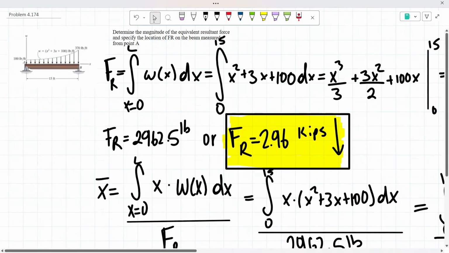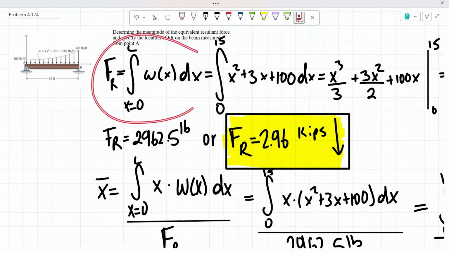So once again, this problem was asking us to determine the magnitude of the equivalent resultant force and to also specify the location. So to determine that magnitude of the equivalent resultant force, we use this equation right here, where x equals 0 all the way to the length of the beam times the force times dx.